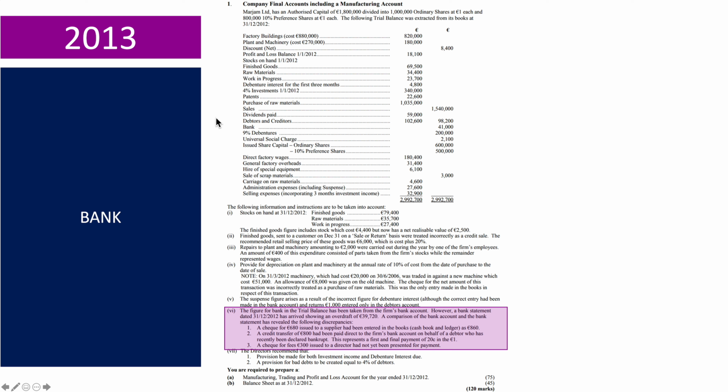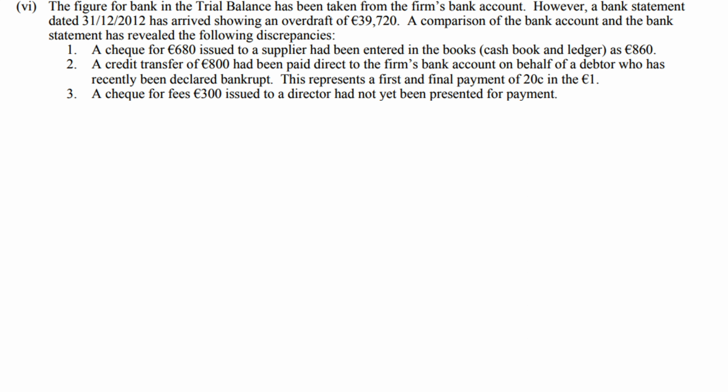That's that one. So 2013, another manufacturing account, we have Marjam Limited. It says in note 6, the figure for bank in the trial balance has been taken from the firm's bank account. However, a bank statement dated 31st the 12th, 2012 has arrived showing an overdraft of €39,720. A comparison of the bank account and the bank statement has revealed the following discrepancies.